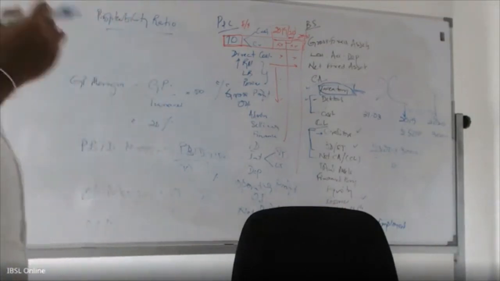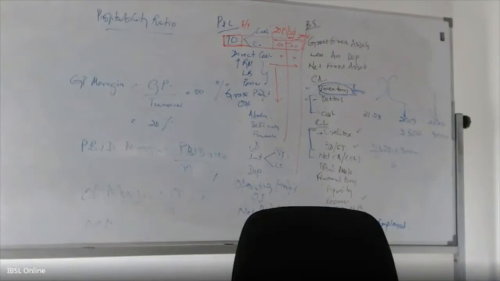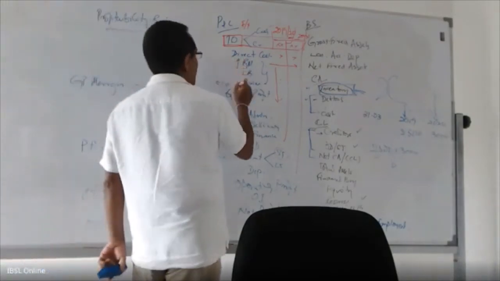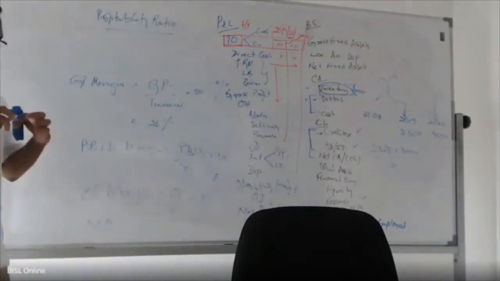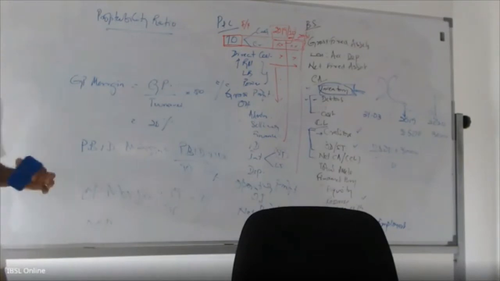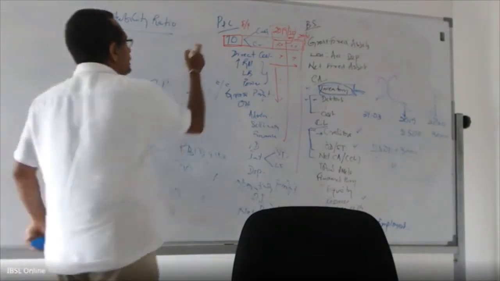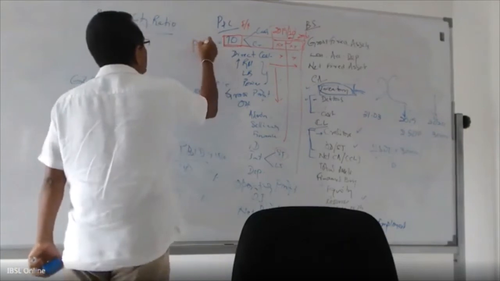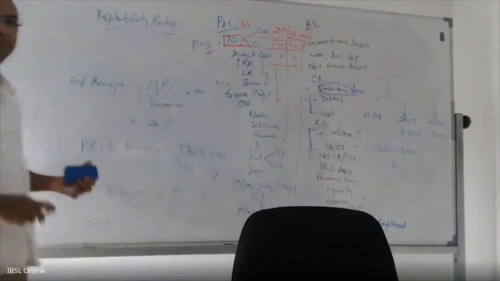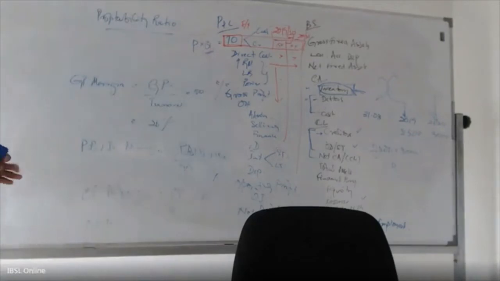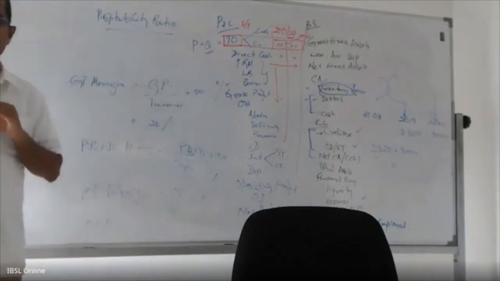Gross profit is the profit after deducting all direct costs: raw material, labor, and power. What are direct costs? Direct costs are the cost items which directly link to your output. Turnover equals price into quantity, sales quantity, right? This is gross profit margin.